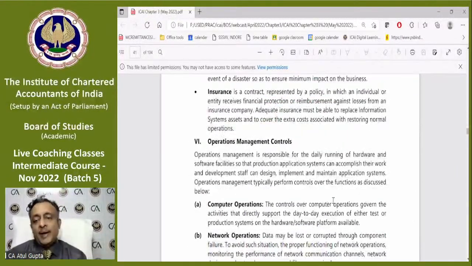Then operations management control. So I think we want to have a 10 minutes break. After that break, we'll start operations management control. Break time.